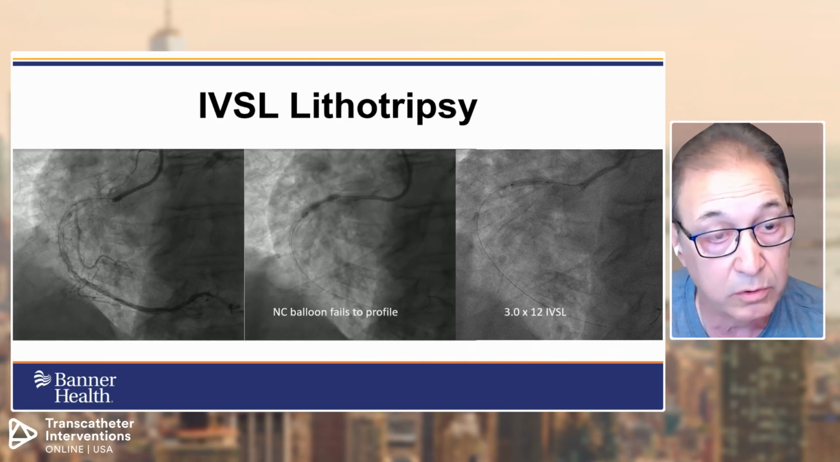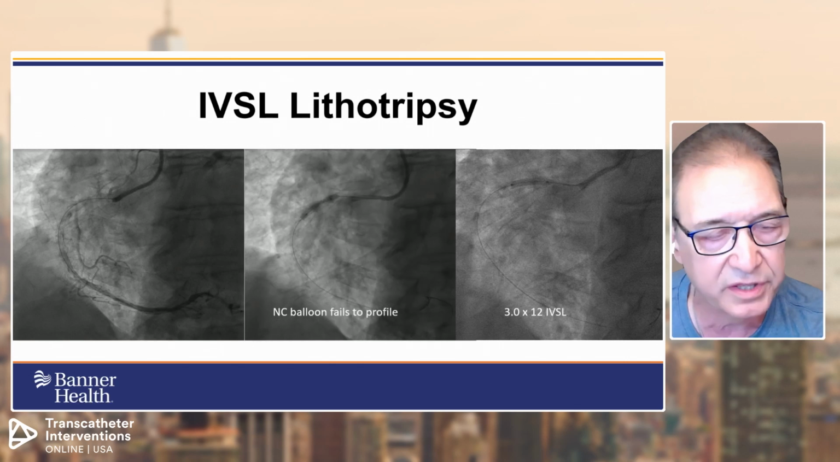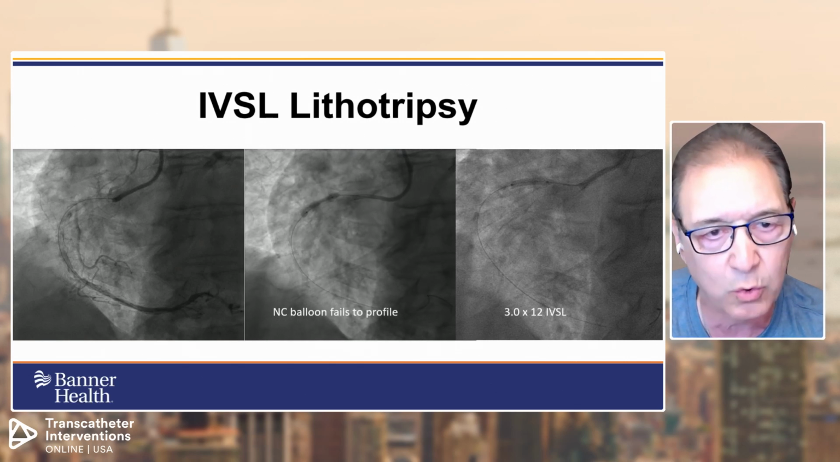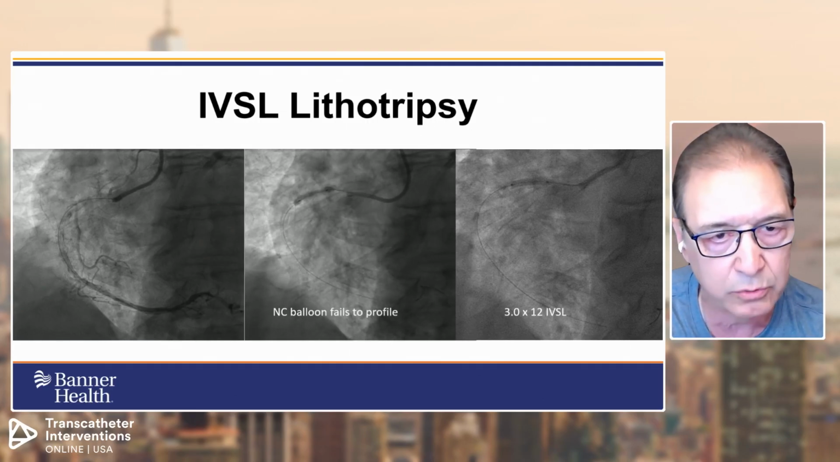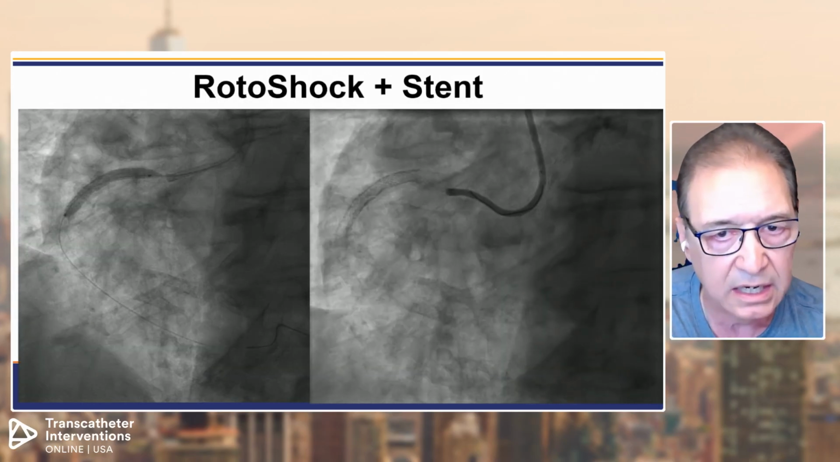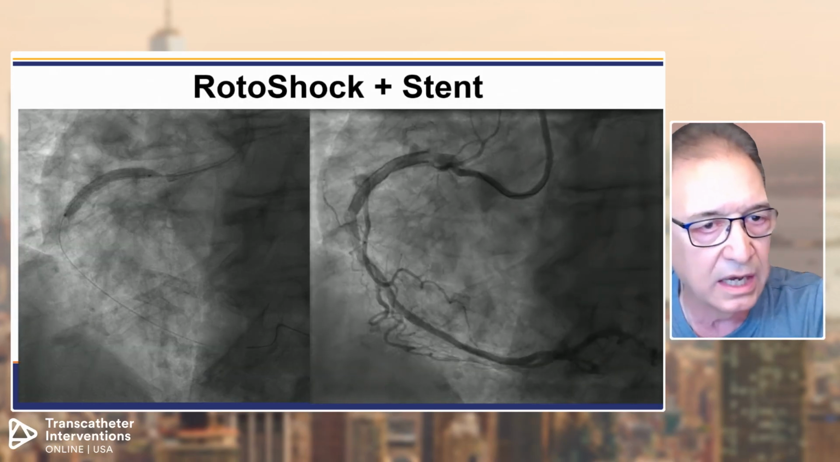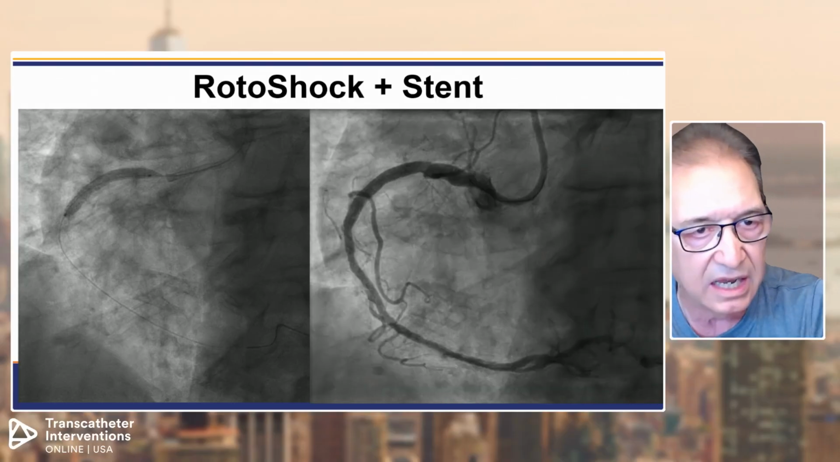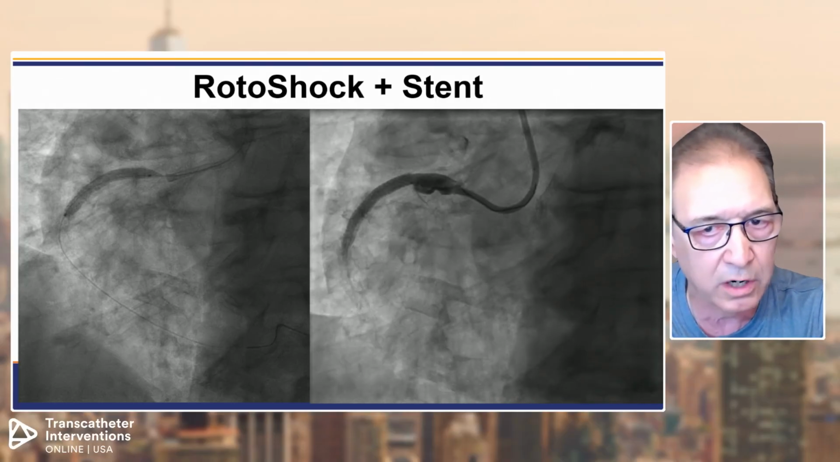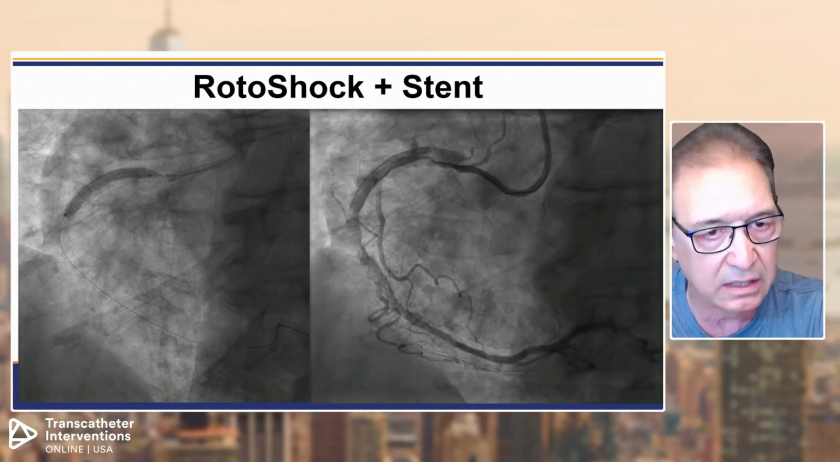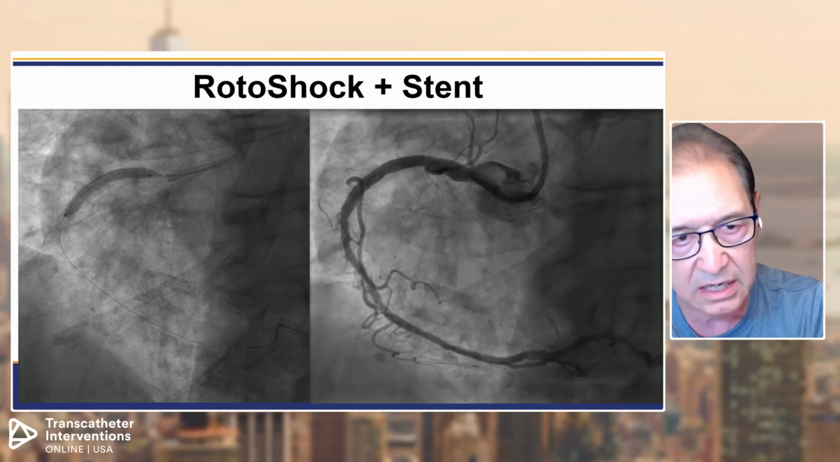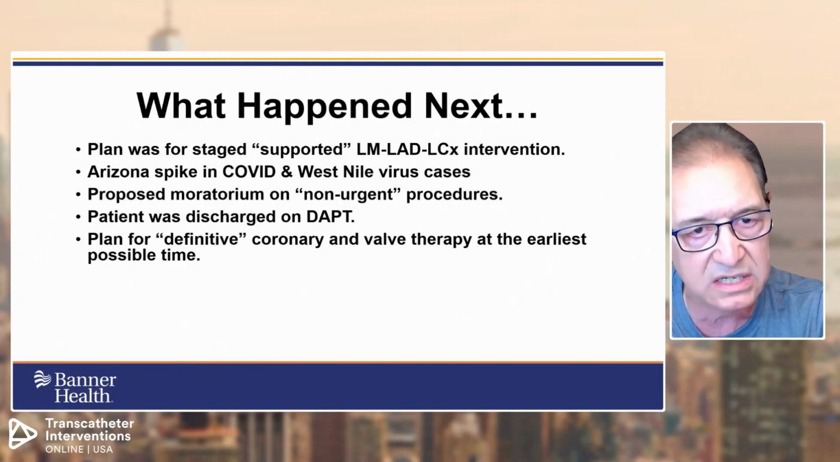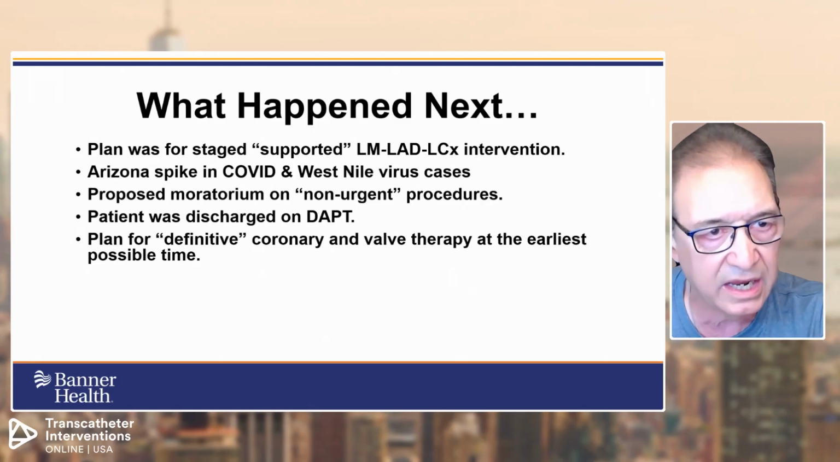And I think we did fairly aggressive rotational atherectomy. So because we couldn't get a balloon to profile, we then pulled out the IVL catheter and used a 3.0 by 12. And this was based on imaging. And in the interest of time, I won't show all of the imaging. And then after that, we were able to put an appropriately sized stent, a 4.0 stent, a 4.0 non-compliant balloon, and we got a really excellent result on the right. And so the intent now was to do a planned staged procedure.